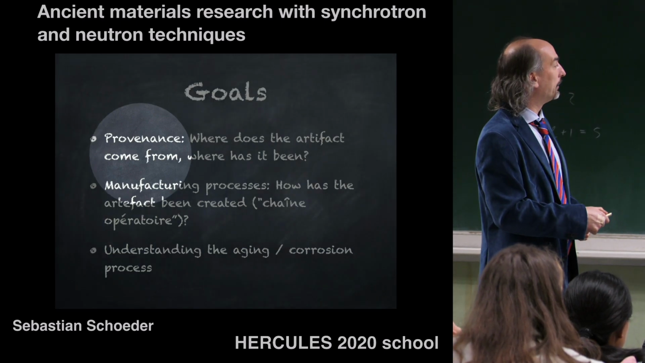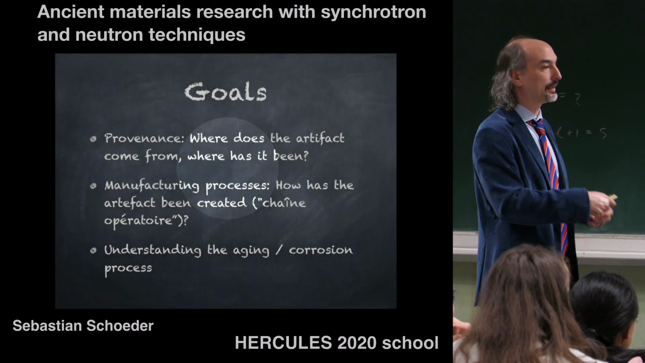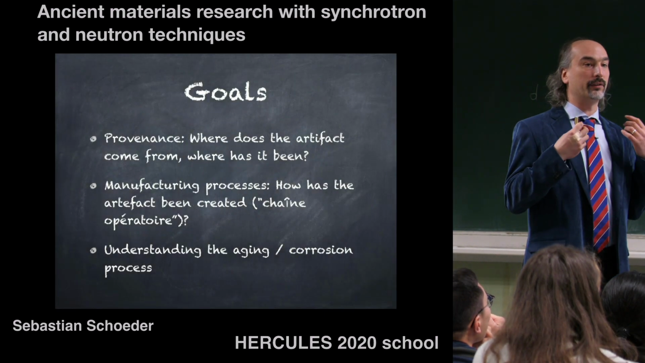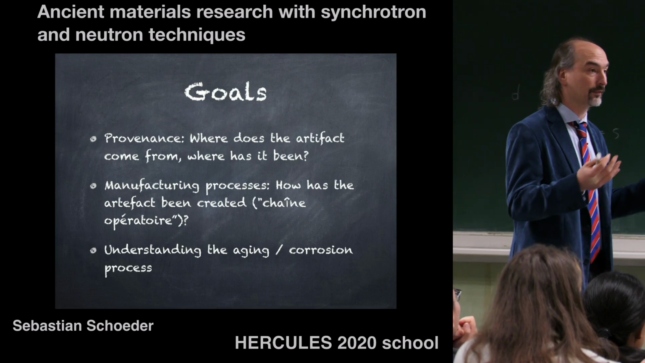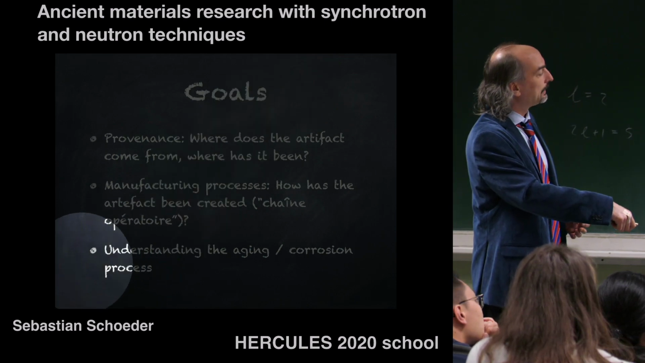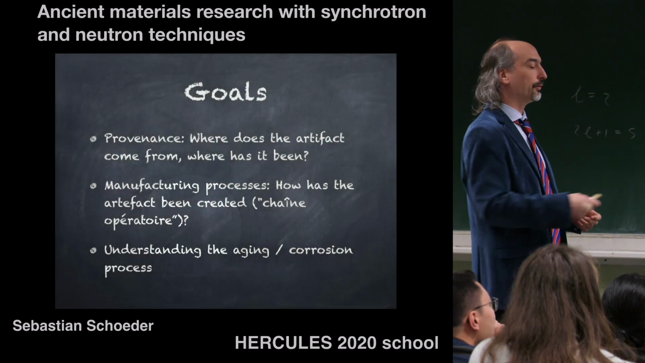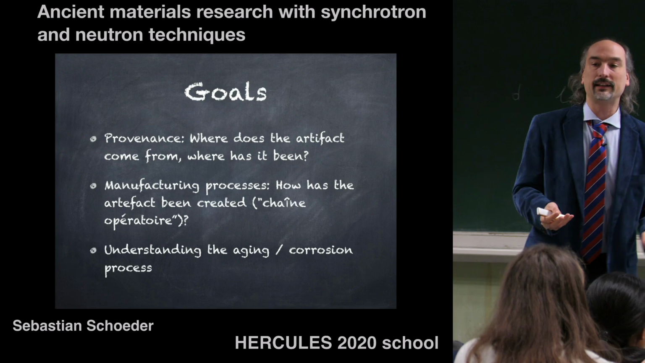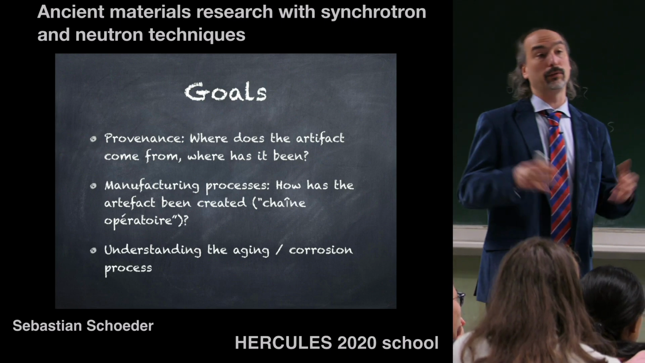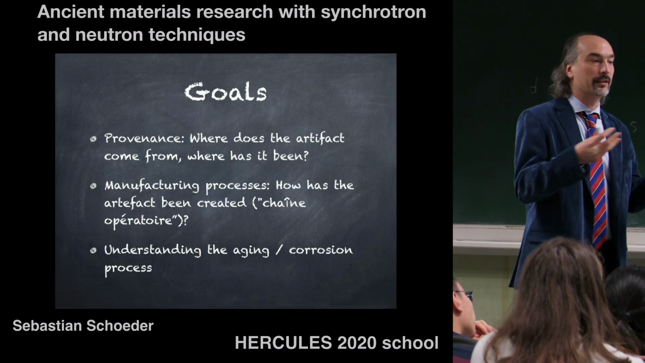Then we have the manufacturing process. We want to understand how a certain artifact has been constructed. Again, this gives us more information about the knowledge, the science, and the technology that was available to a certain culture. And lastly, we want to understand the aging and corrosion processes. So we have an artifact that has been lying in the soil or in seawater, for example, for thousands or hundreds of years, and we want to understand what was its original state.